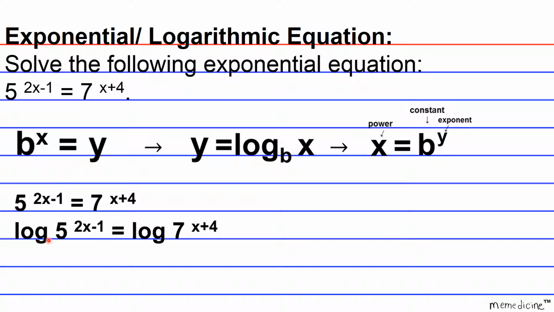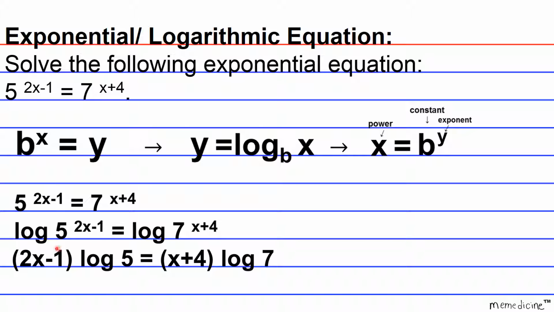All right, and so from the law of exponents, we can rewrite this entire statement as such. (2x minus 1) times the log of 5 is equivalent to (x plus 4) times the log of 7. And that's because the exponent can be brought down and it multiplies the logarithm. Again, this is one of the laws of exponents, okay, when simplifying logarithmic equations.